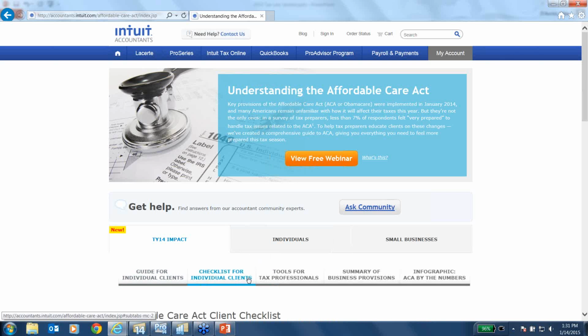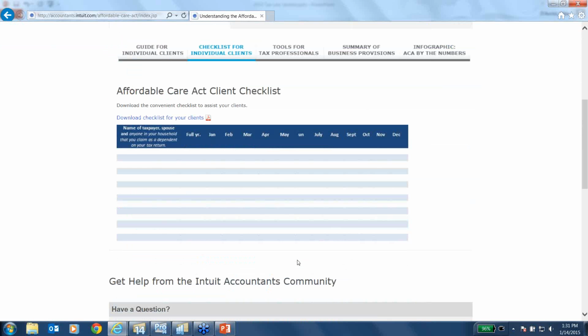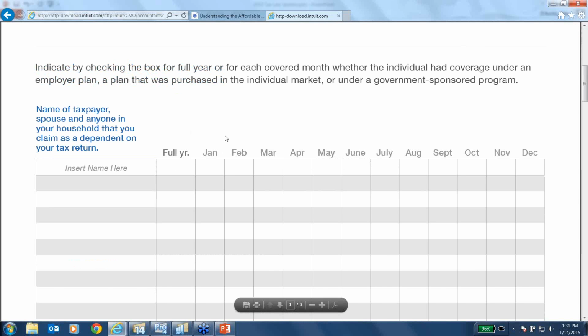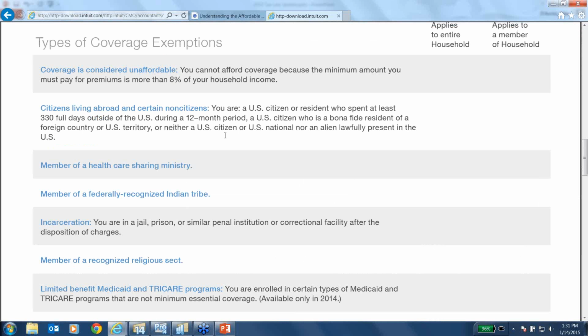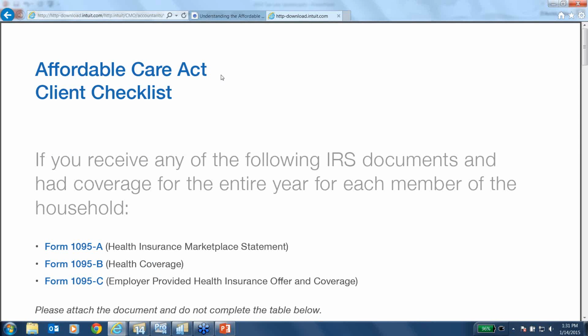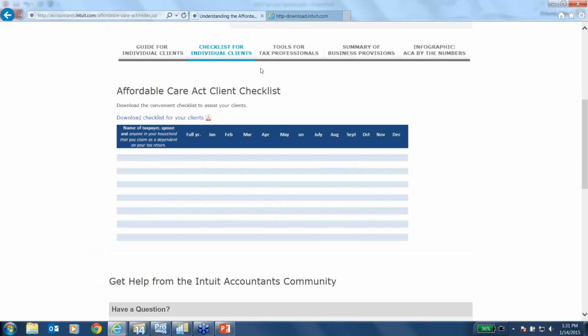Next, we have a checklist for individual clients. And this is something that you would maybe supplement with the organizer to collect the right information. And here we list out whether the clients had coverage. You would send that out to them, and they would check the boxes, and they would also tell you some potential exemptions that you're able to get.